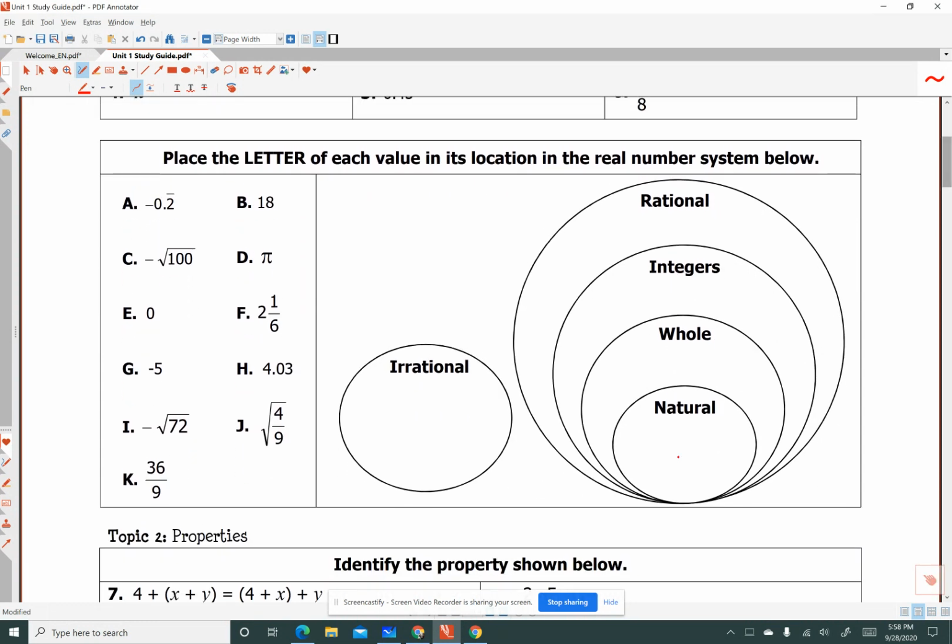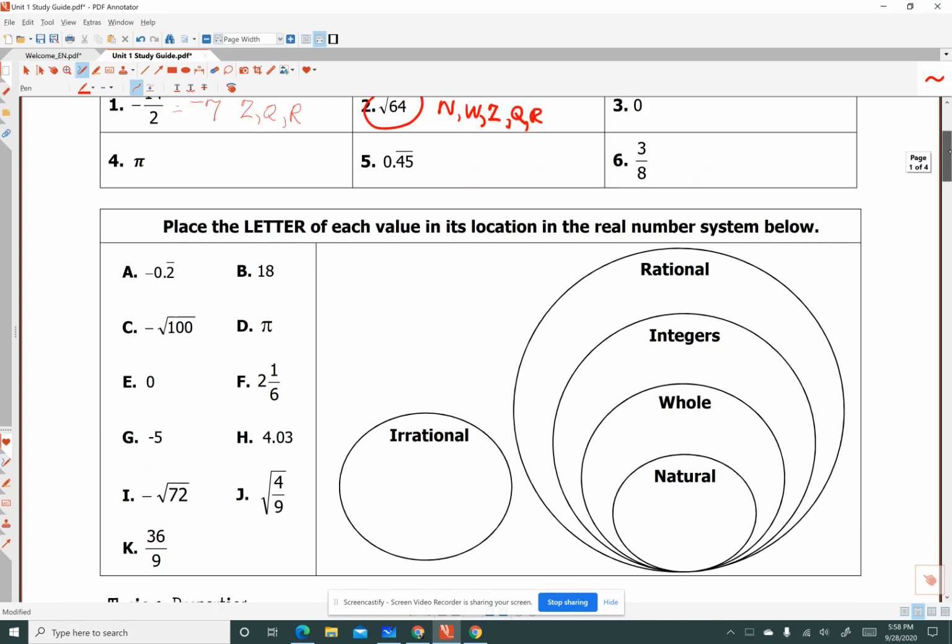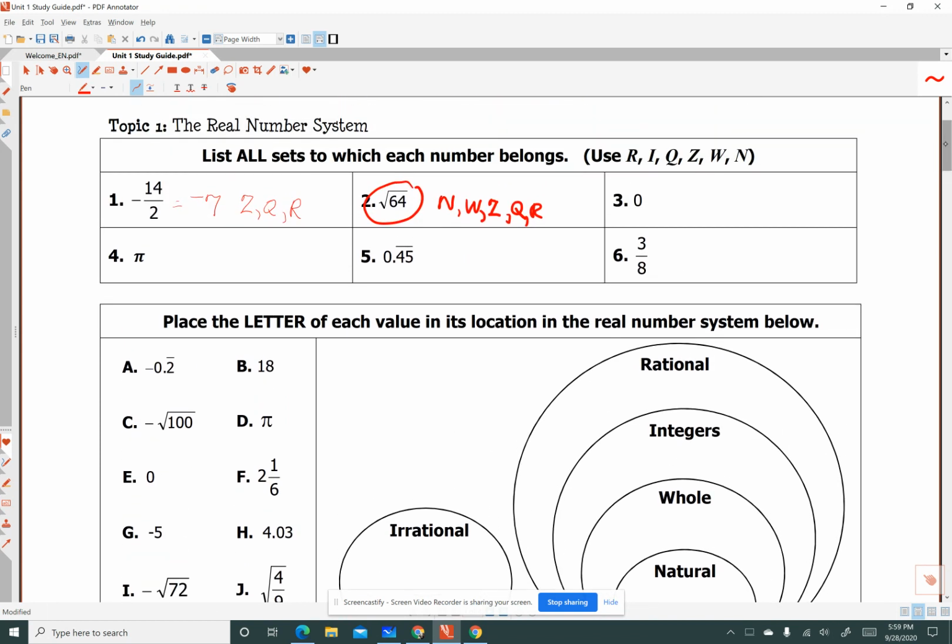If it's a natural number, it's automatically a whole number, an integer, and a rational number. If it's a whole number, it's automatically an integer and a rational number. If it's an integer, it's automatically a rational number. So that's what we want to remember.